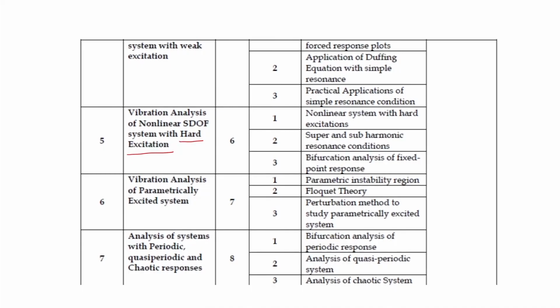For example, the solutions may be periodic, quasi periodic, or chaotic response also. These periodic, quasi periodic and chaotic responses we will study in module 7, and we will study their bifurcations also. So, bifurcation of periodic response I will study in the first class of module 7, then we will study the quasi periodic response and the chaotic response.